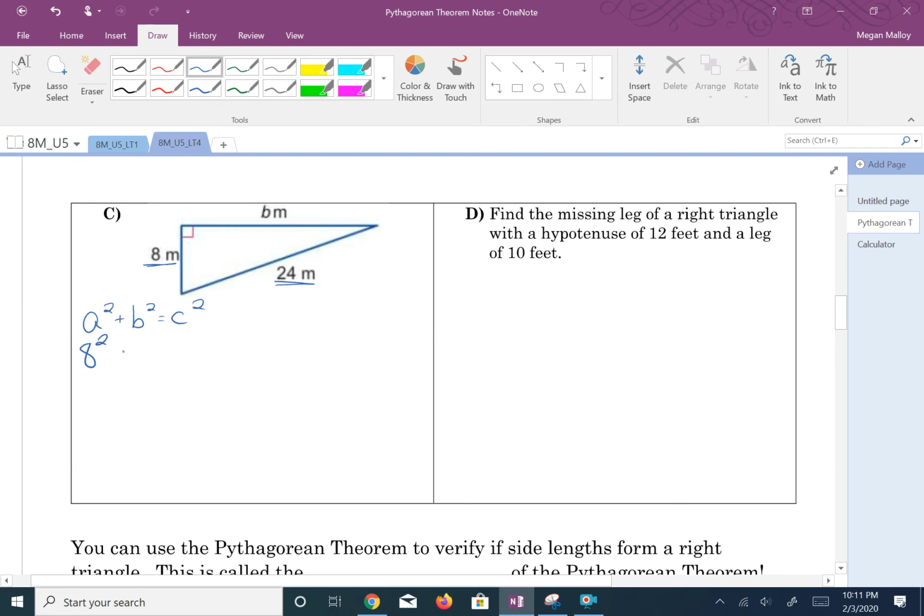I only have one leg available, so I will put that in for a. So a squared, or 8 squared, plus my missing leg, which is b squared, equals my hypotenuse squared, which is 24 squared. 8 squared is 64 plus b squared equals 24 squared, which is 576. And then I would solve this as I would any two-step equation. I'll subtract 64 from both sides.